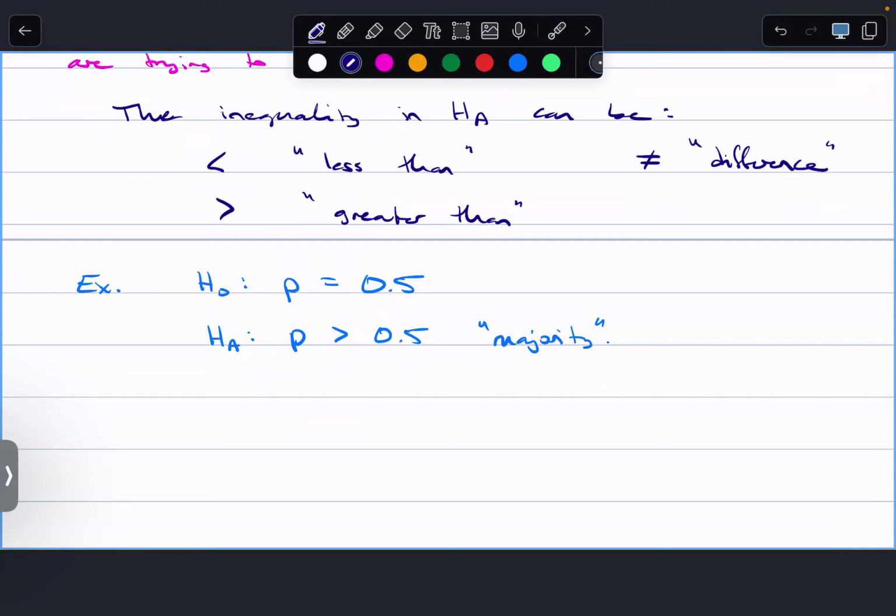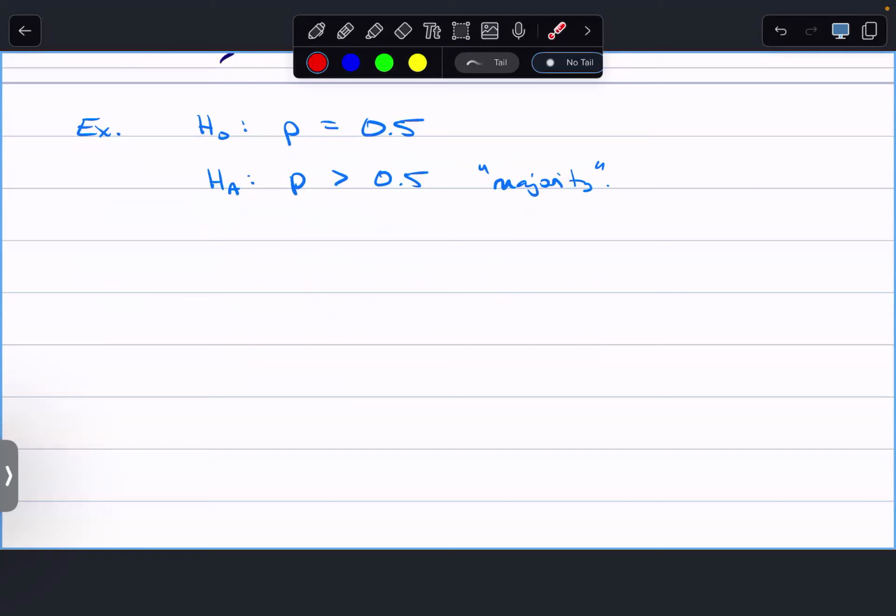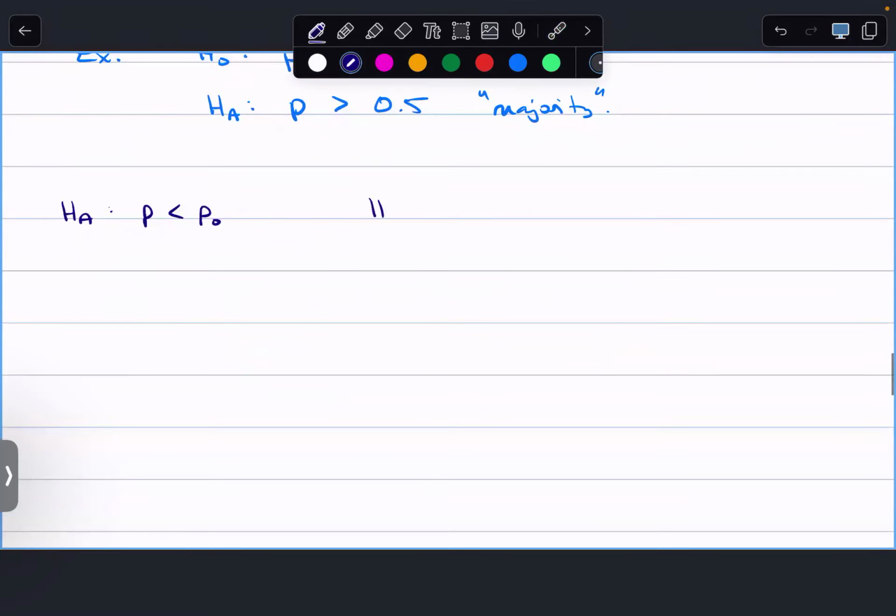Okay? But I want to talk a little bit more about this inequality, because the inequality in your alternative hypothesis is going to determine what the p-value is, what area you're going to find. And so we have these 3 scenarios. First, if the alternative is that p is less than p naught, just in general, or if it's p is greater than p naught, or finally, if p is not equal to p naught.